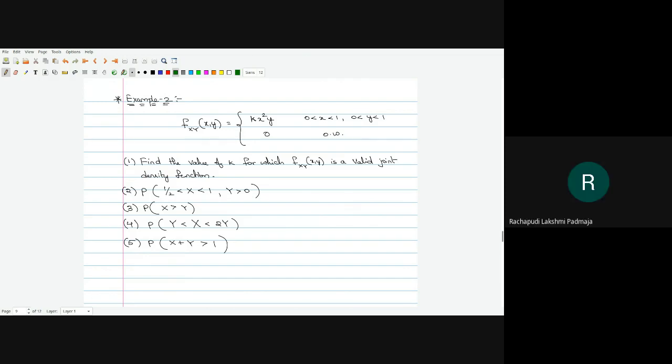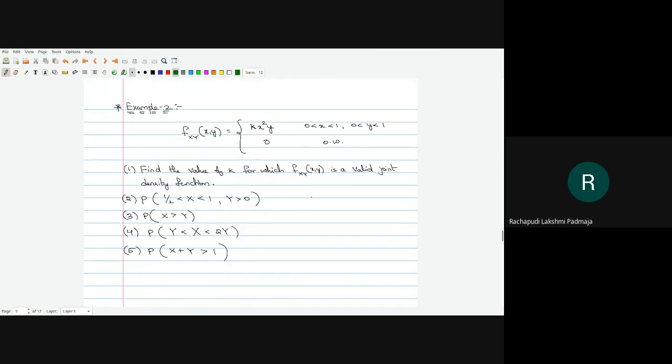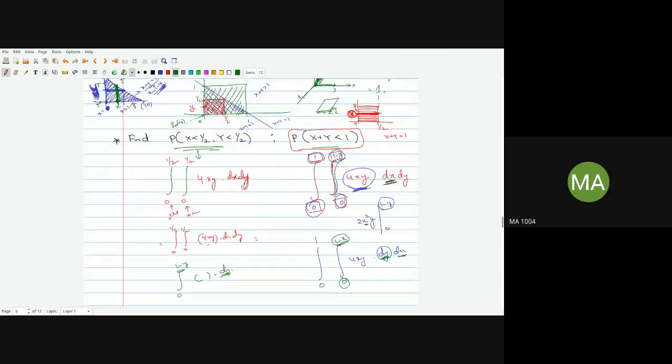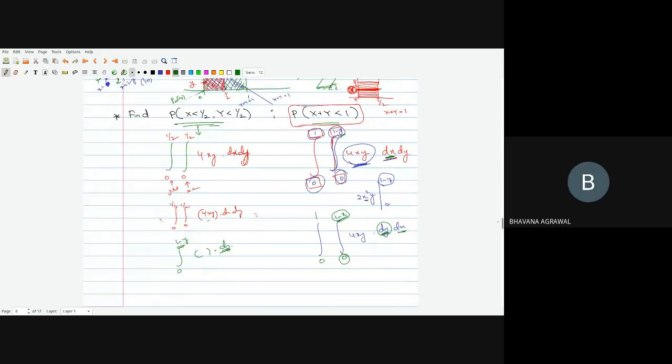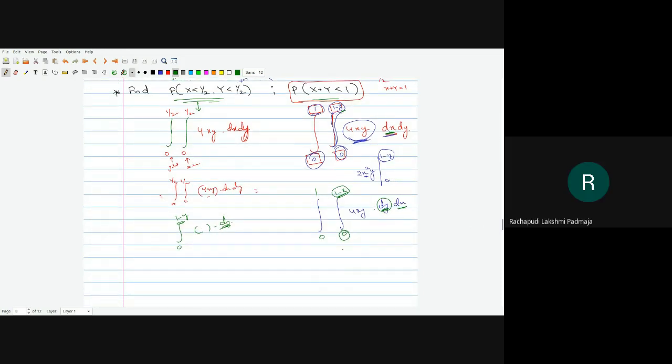Sir, is the answer for the previous one, where x plus y is less than 1, 1/6? I didn't compute it. Okay, sir, in the next class. Did anyone solve it and get 1/6? Yes, sir, 1/6 is correct. Okay, then it will be 1/6. Thank you, sir.